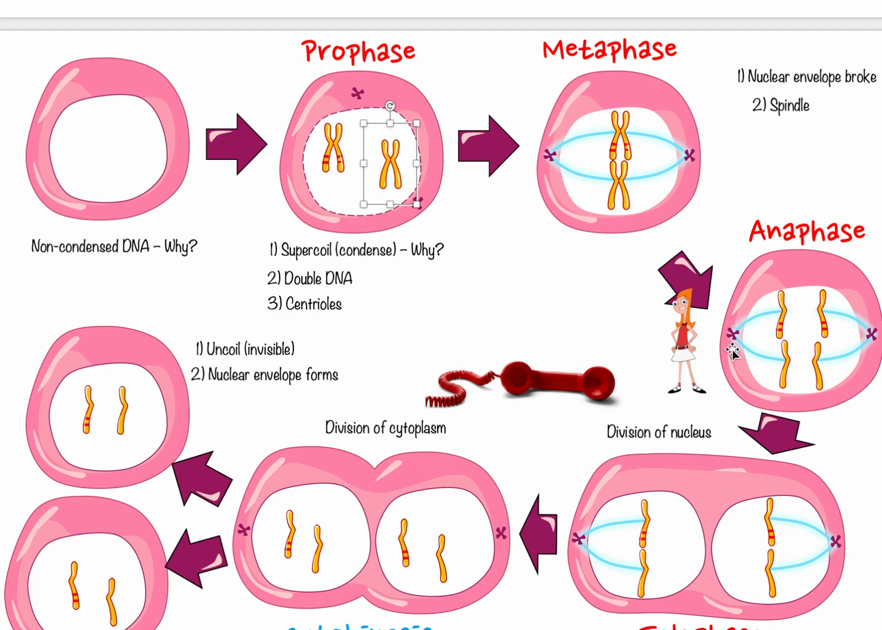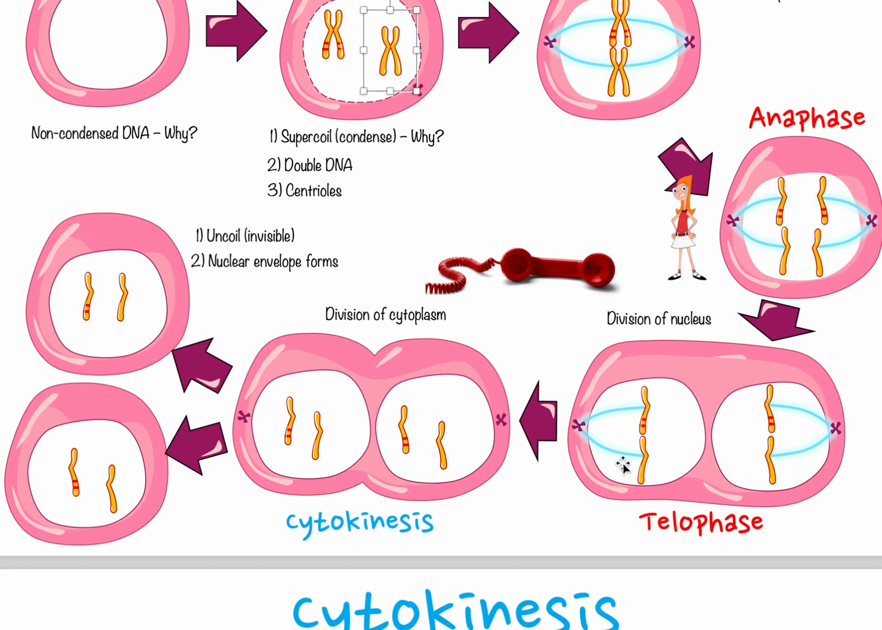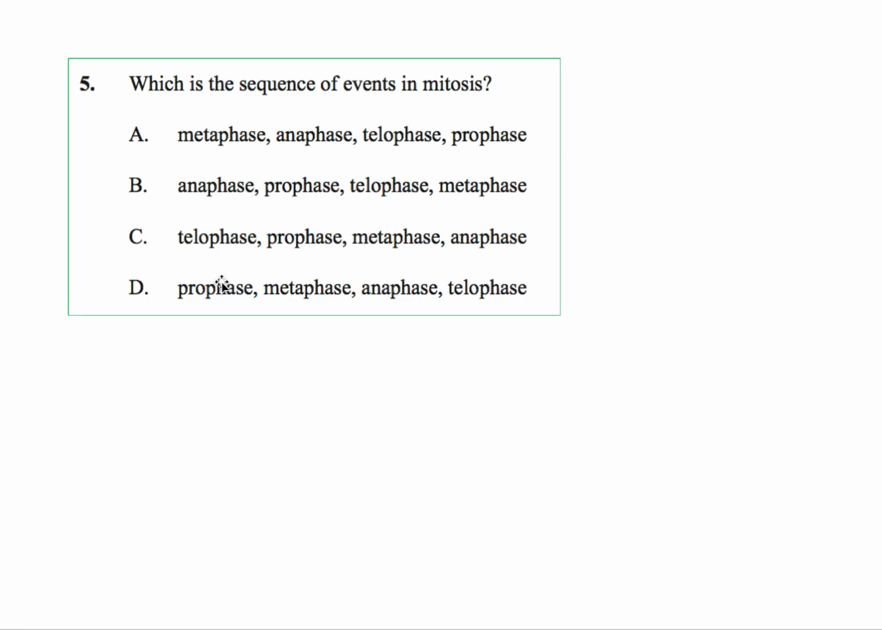And they will pull these chromosomes apart in anaphase, forming 2 separate nucleuses. And then cytokinesis, the cell will divide, right? So we know it's going to be prophase, metaphase, anaphase, telophase, okay?